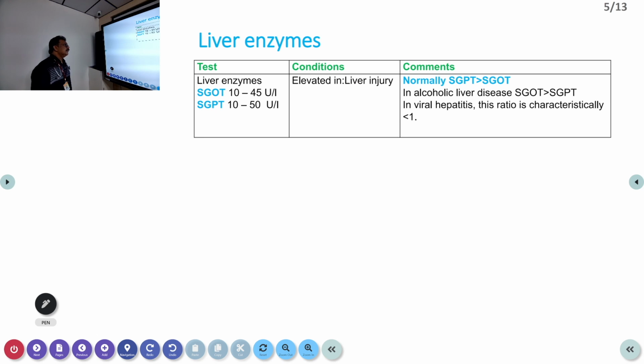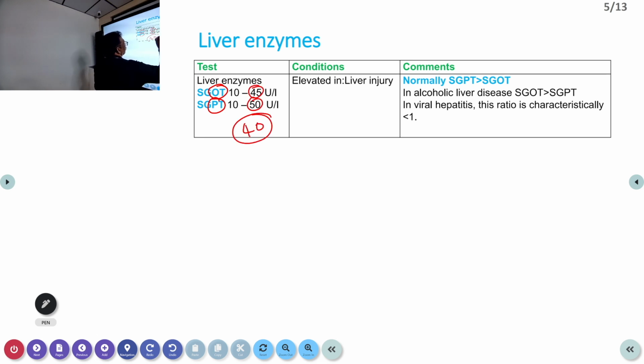Now the next one is liver enzymes. We know that in the liver function test we have SGOT and SGPT. The normal range is somewhere around 10 to 45, or 10 to 50. You just remember it as 40. The normal enzyme maximum will be 40. Up to threefold elevation, 120, can be okay for many patients. That is, with symptoms like vomiting and all, it may be abnormal. Up to fivefold, that is 160.